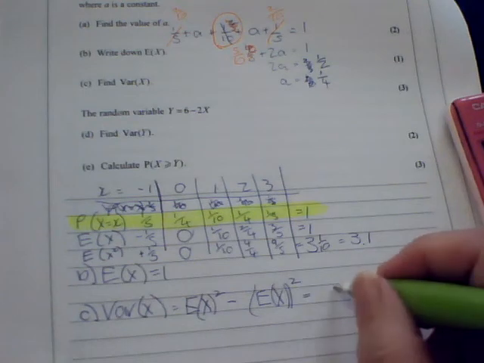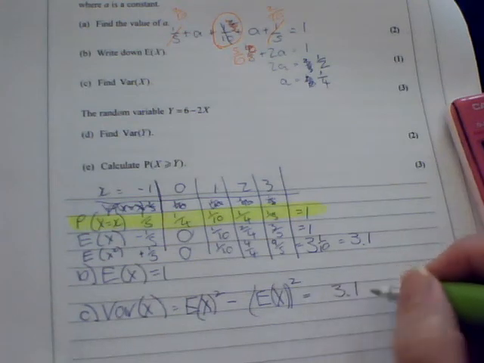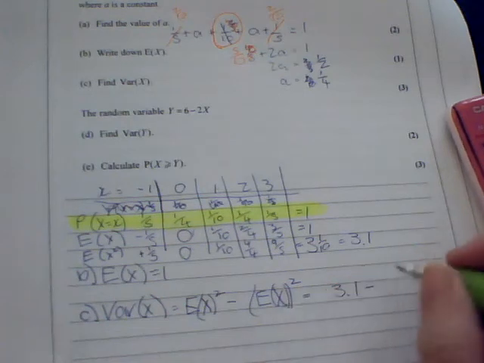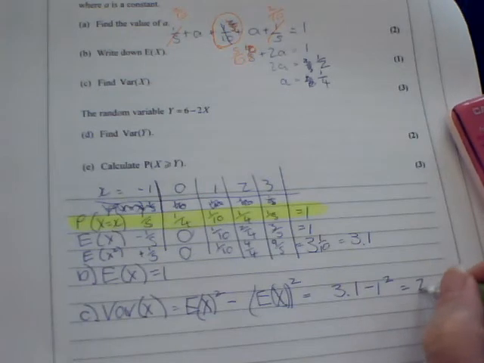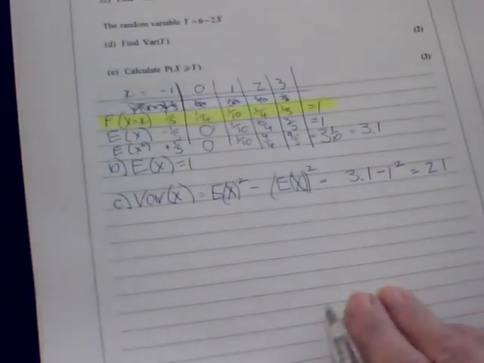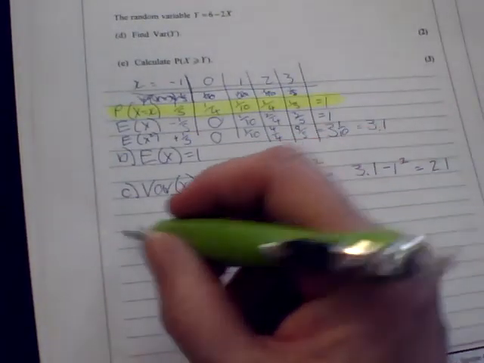Okay, so here we go. So this is 3.1. Take away this, which is 1 squared, gives me 2.1. Okay. Oh, now we've got to do, that was C. Right, D. Here we go, D.